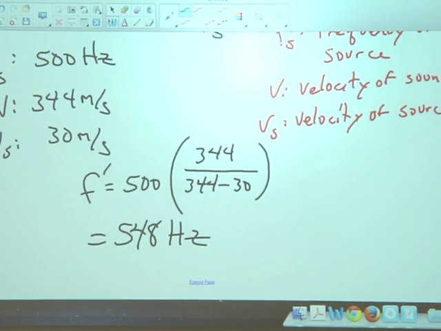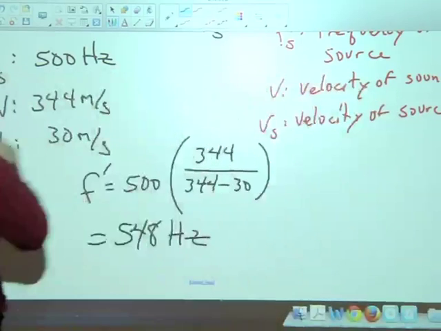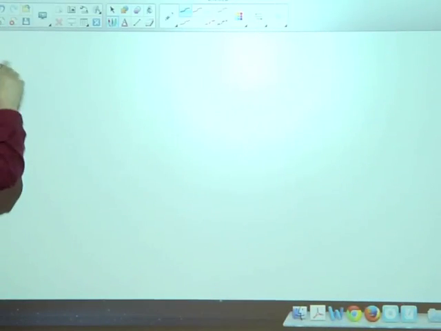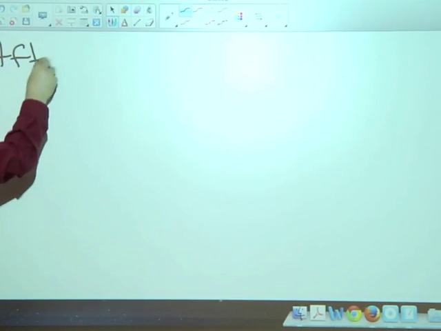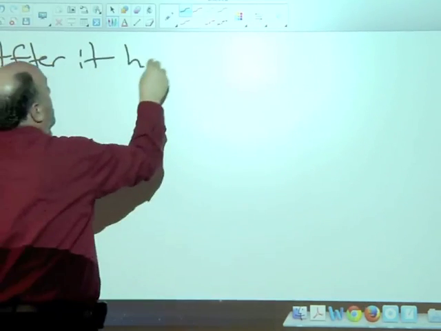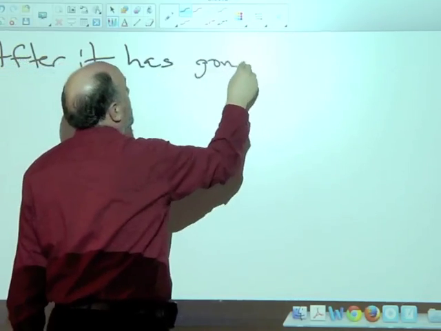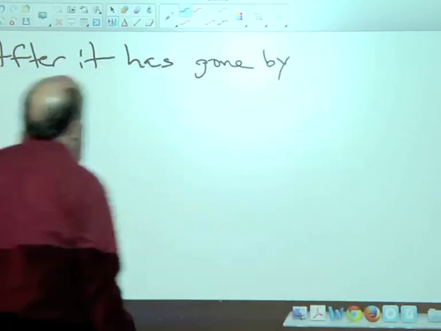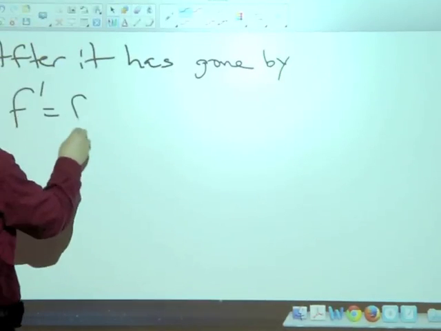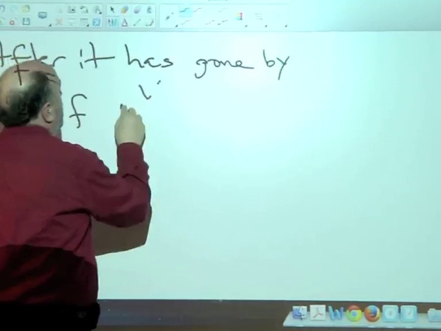Now, what happens after it's gone by you? After it has gone by, we end up with f prime equal to f times v over v plus v sub s.